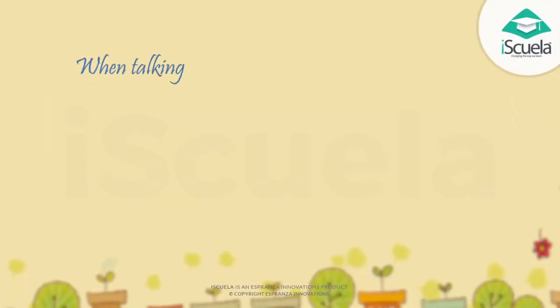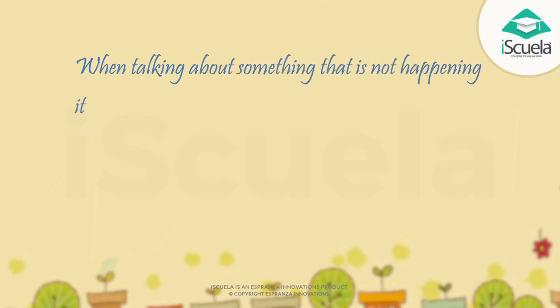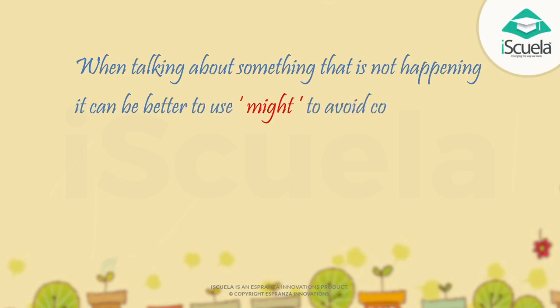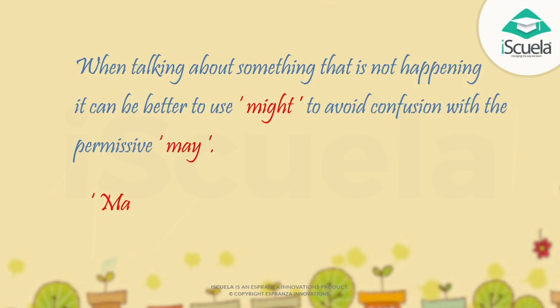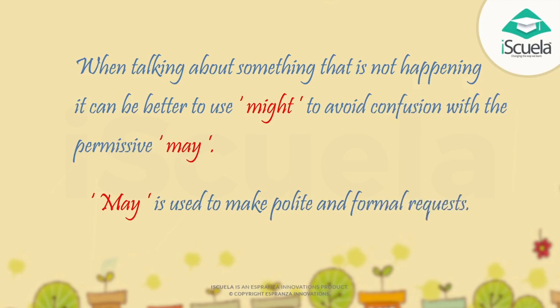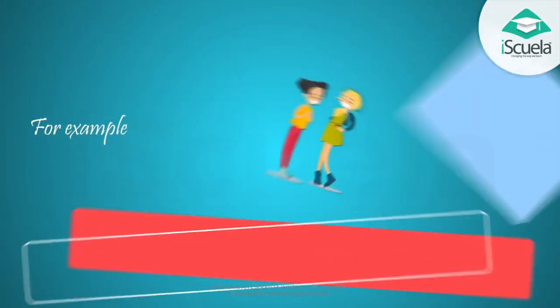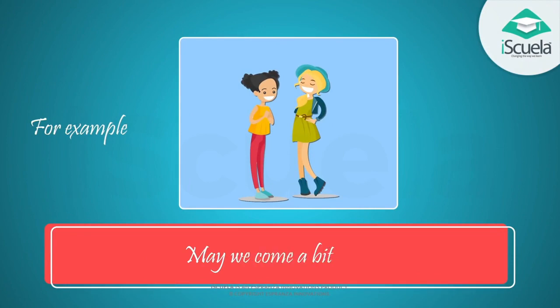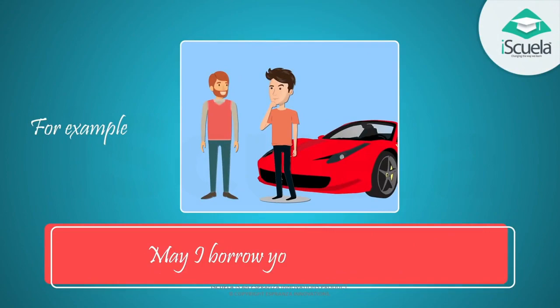When talking about something that is not happening, it can be better to use might to avoid confusion with the permissive may. May is used to make polite and formal requests. For example, may we come a bit later? May I borrow your car tomorrow?